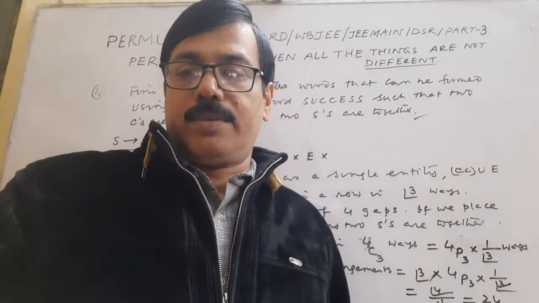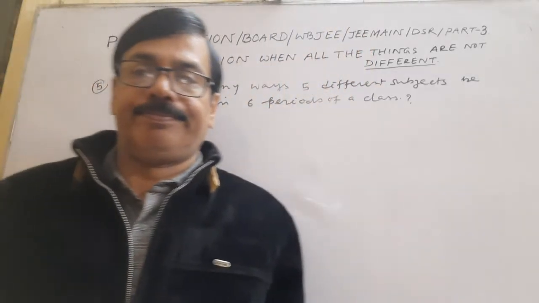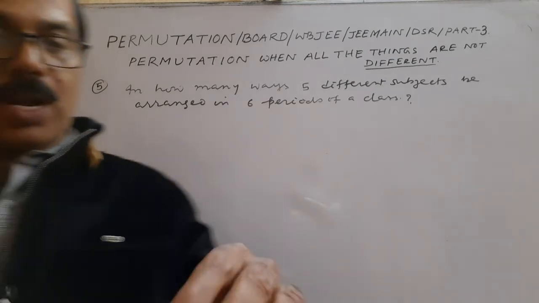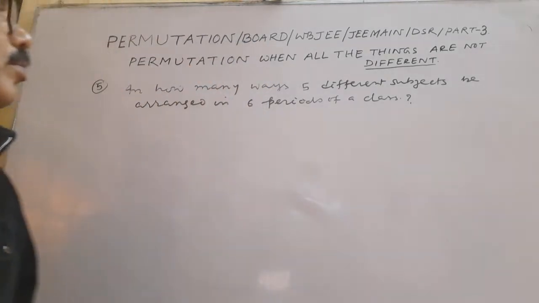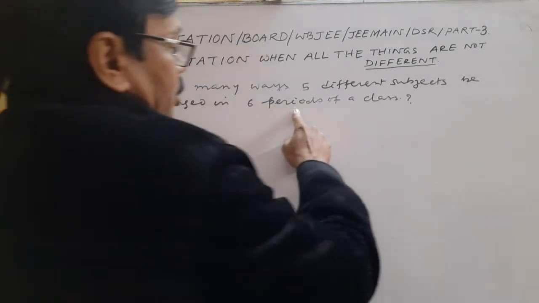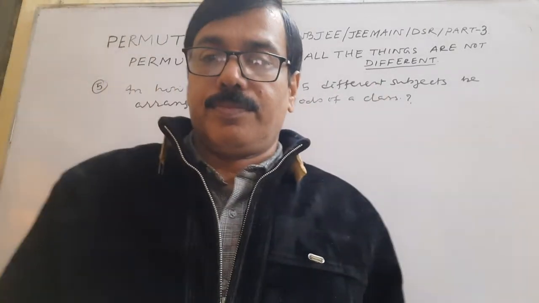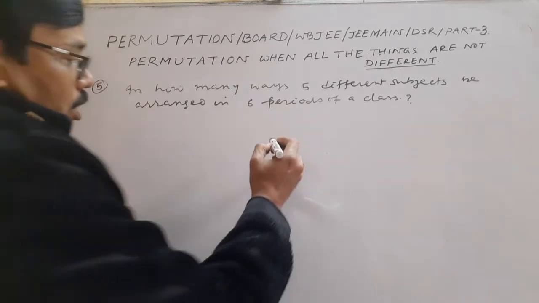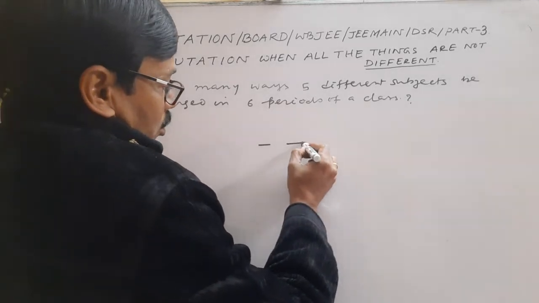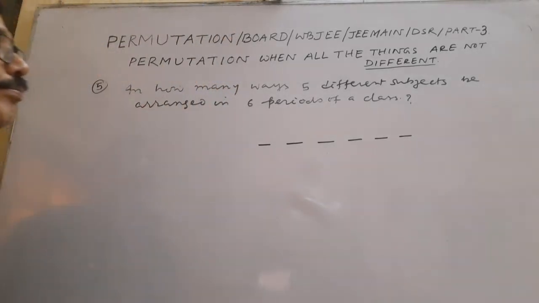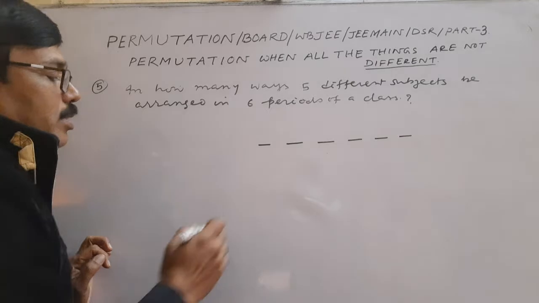Now next one. Next problem. In how many ways can 5 different subjects be arranged in 6 periods in a class? A class has how many periods? 6 periods. 1, 2, 3, 4, 5, 6. And how many subjects? 5 subjects.